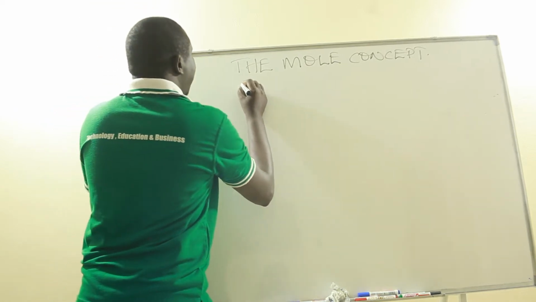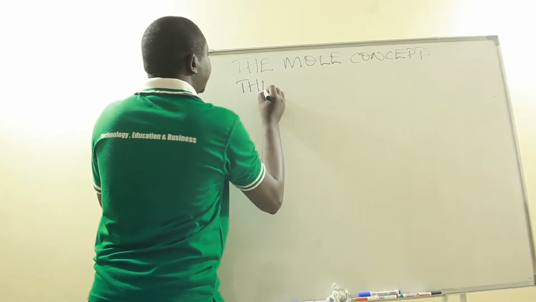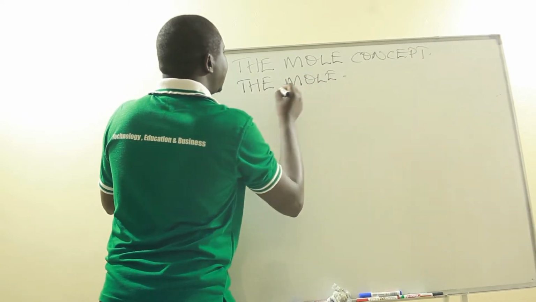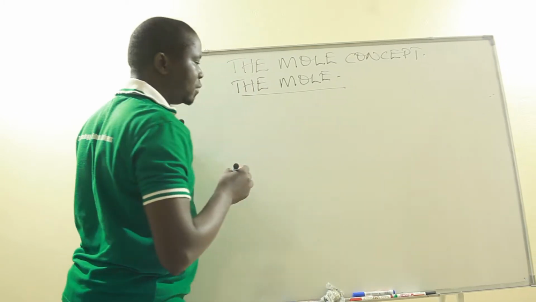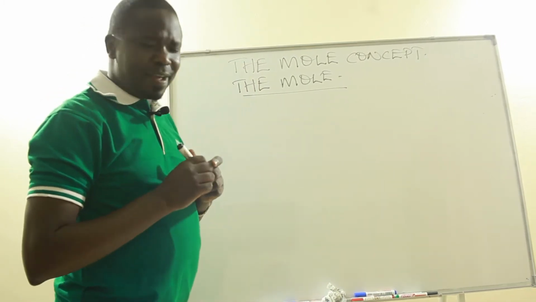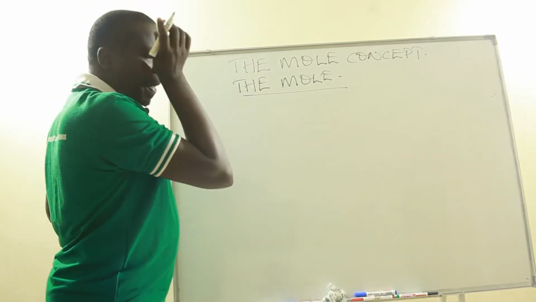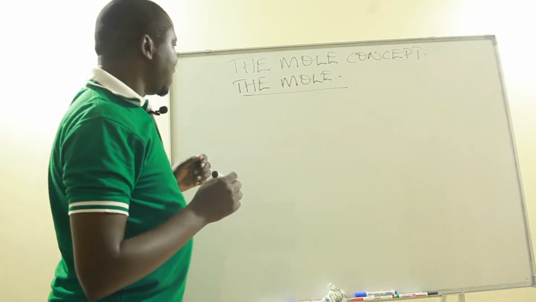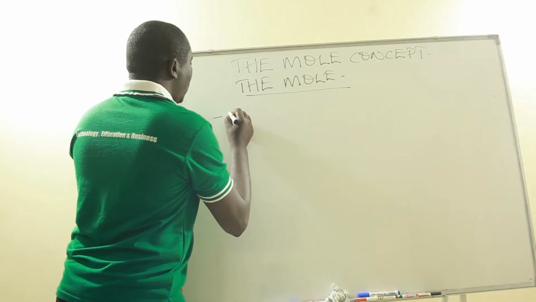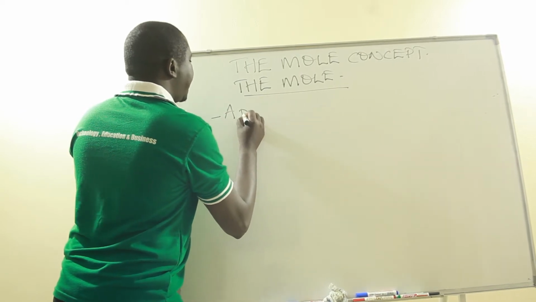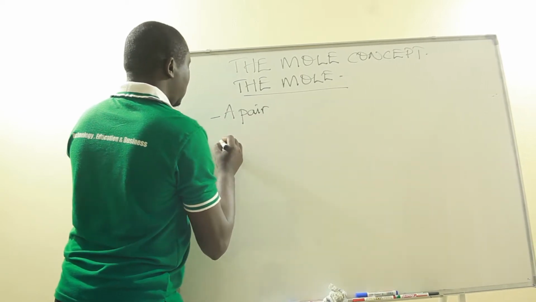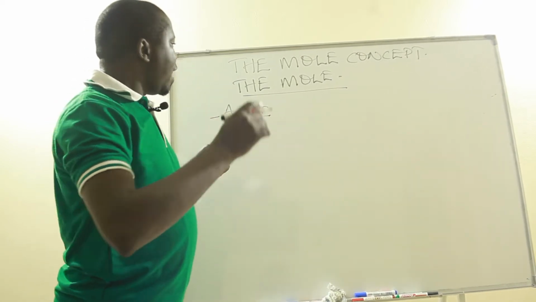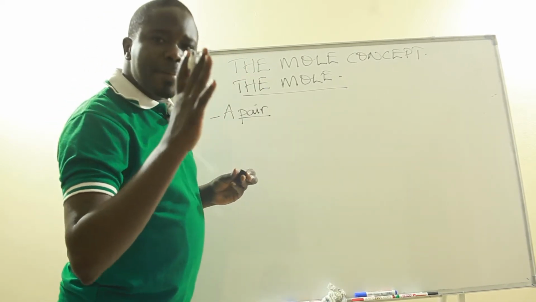So let us start by looking at what we call the mole. This is a seemingly new word to many people, but it is something very simple. If we want to understand the mole, let us first understand these words here. We have what we call a pair. A pair is a word which stands for a quantity, a particular amount of a substance.